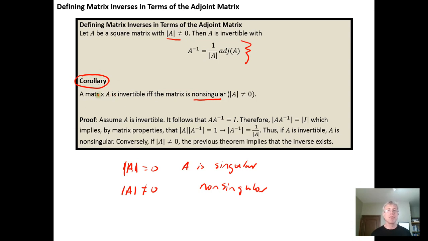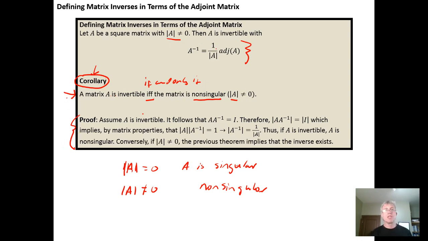So what you'll see is we have this corollary: a matrix A is invertible if and only if the matrix is non-singular, and by non-singular we mean the determinant isn't 0. And what you'll notice is that the proof of it, which you should read, is very short. It's short, it's easy, and it's easy to understand. It's a corollary. There's no hard work that needs to be done to come up with this claim, the corollary to the previous claim.